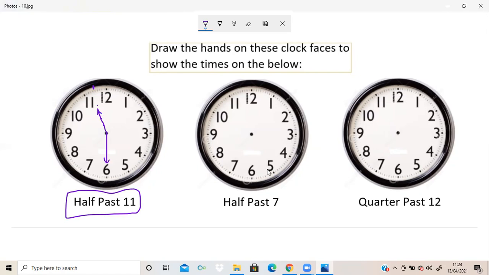So next one, 7:30, the same way, the minute hand is pointing at 6, and the hour hand between 7 and 8, in the middle here. So it is here. The last one is 12:15. So the minute hand is pointing at 3, because it's a quarter, and the hour hand just after 12. Let's leave it after 12 here.